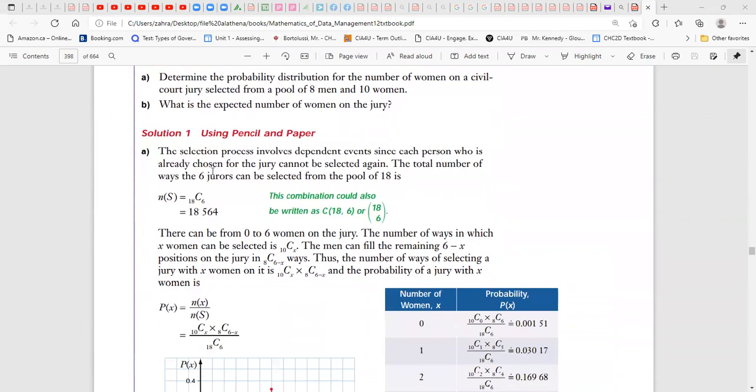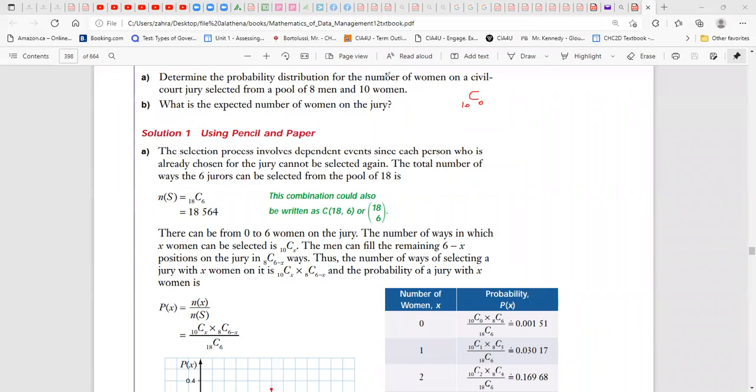Let's look at this. Determine the probability distribution for the number of women on a civil court jury selected from a pool of 8 men and 10 women. With the jury, you need 6 jurors, right? You want to find the probability distribution. You might choose no women, right? In C, you choose 0 out of 10.